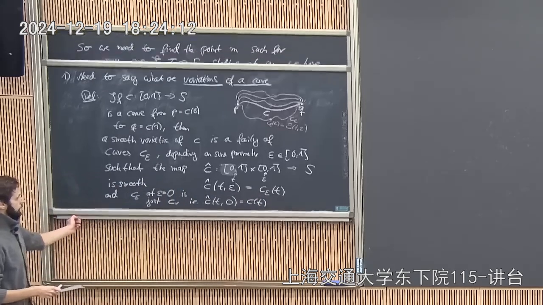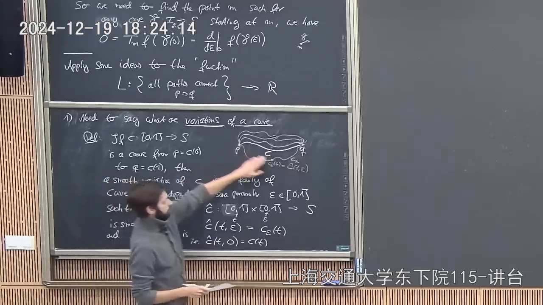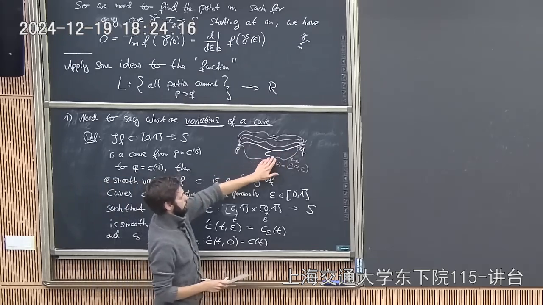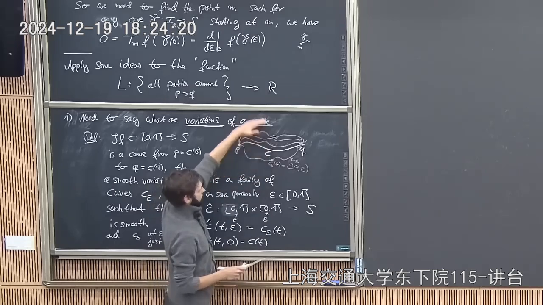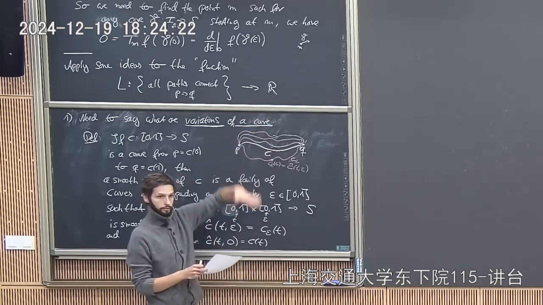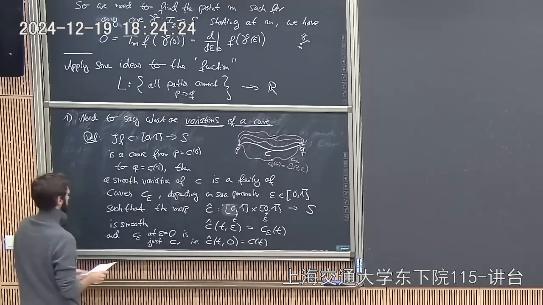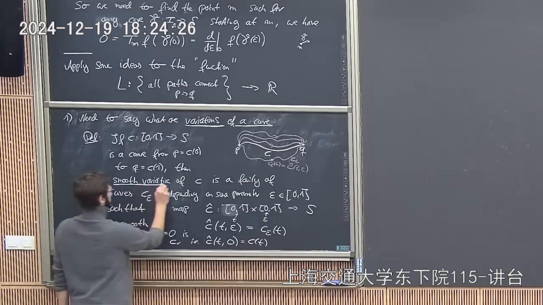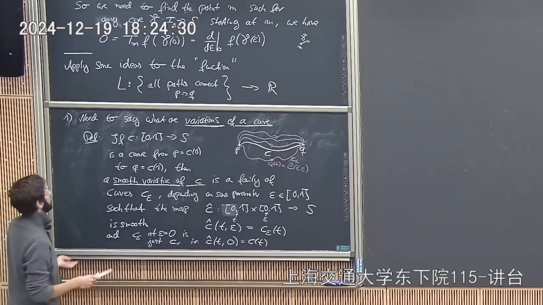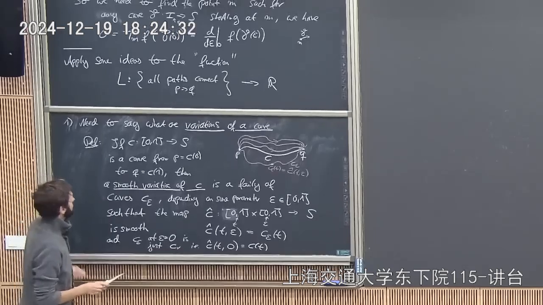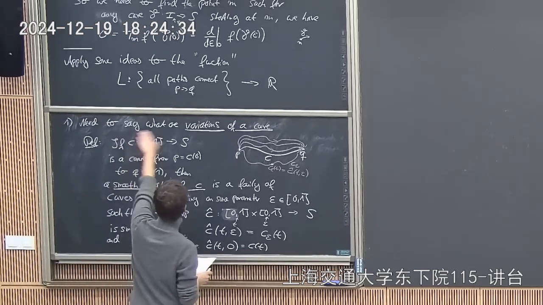So that would be saying that you really approximate or vary the curve C for epsilon equals 0, and then you change your epsilon slightly, you get a whole family of curves. So that's what is called a smooth variation of the curve C. So that's step number 1.